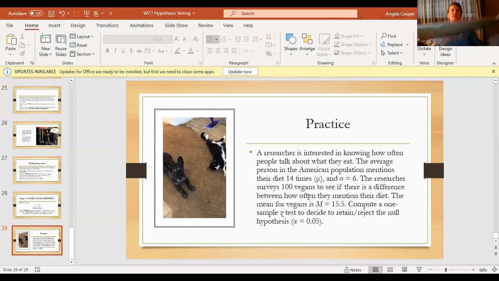Okay, so let's plug it in. Our standard deviation for the population is 6, divided by the square root of the sample size, which is equal to 100. So 6 divided by the square root of 100, that is 0.6.